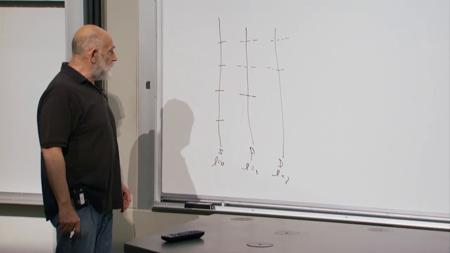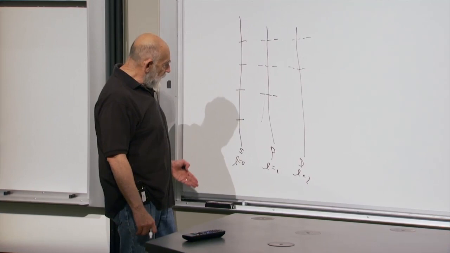Okay, so you go to the lithium atom. In the lithium atom, you put in two electrons into the lowest energy state.